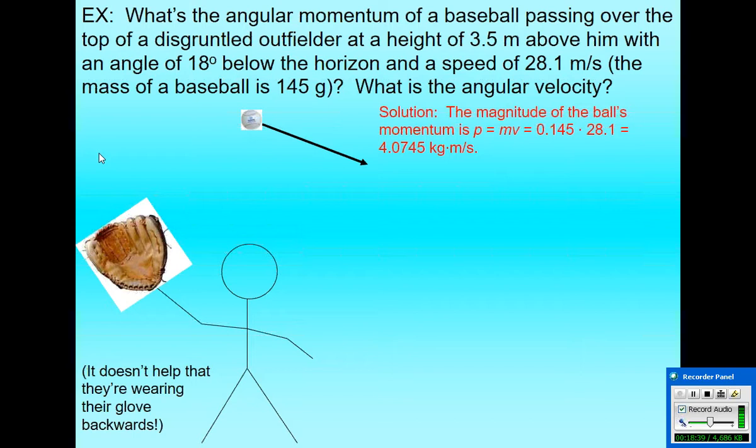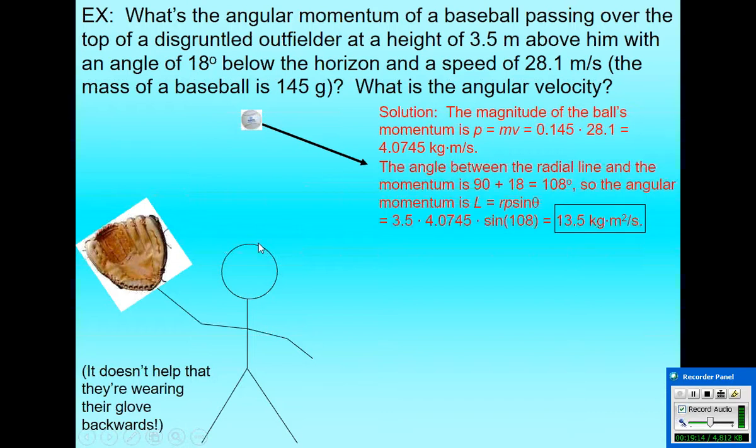This has to be solved using the point particle formula for angular momentum. A baseball passing far over the head of an outfielder can be approximated as a point particle. We're going to treat it that way. The momentum has a magnitude of m times v. M is 0.145 kilograms. V is 28.1 meters per second. The magnitude of the ball's momentum is 4.0745 kilograms times meters per second.